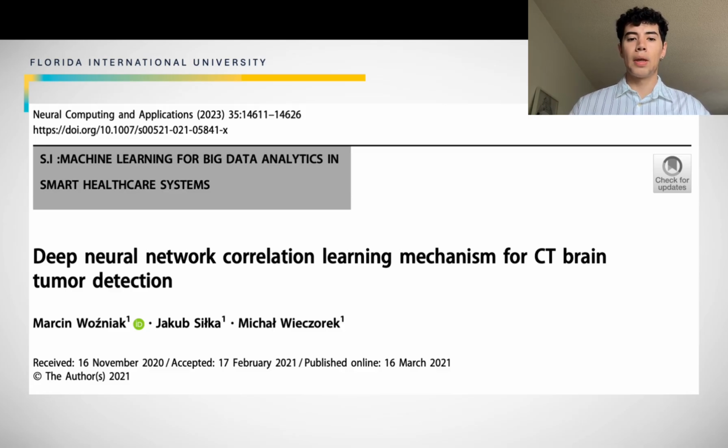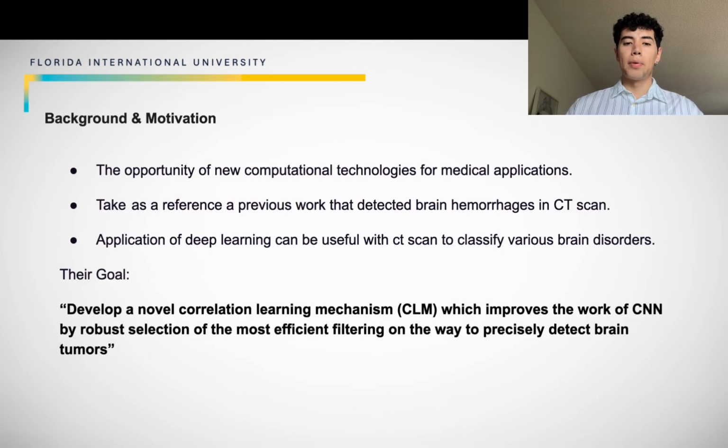stage brain tumor detection. In the background and motivations, the motivation behind this work is the growing opportunity of applying computational technologies to medical diagnosis. In previous studies, they showed that deep learning can detect, for example, brain tumor hemorrhages or some diseases of the lungs, especially in CT scans, which inspired them to extend these methods to detect tumors in the brain. So the authors' main goal was to develop the correlation learning mechanism, or CLM, that improves how the CNN selects and applies the filters, making the tumor detection more precise and efficient.